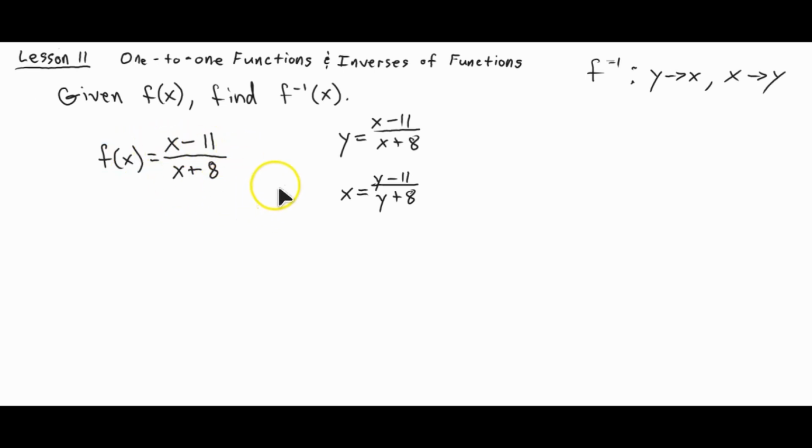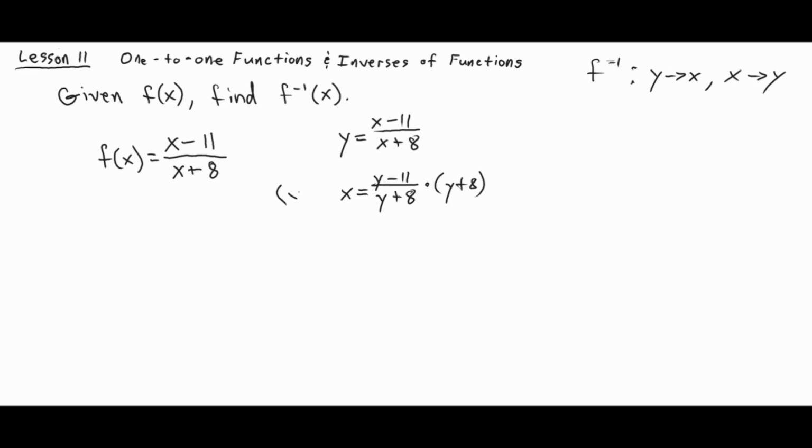Okay, and I've done the first couple steps here. We've got y equals. Then we exchange the y for an x, exchange the x's for y's, and we get x equals y minus 11 over y plus 8. And so we're going to go ahead and get started. We're going to multiply by y plus 8. That's the denominator. That'll cancel the denominator.